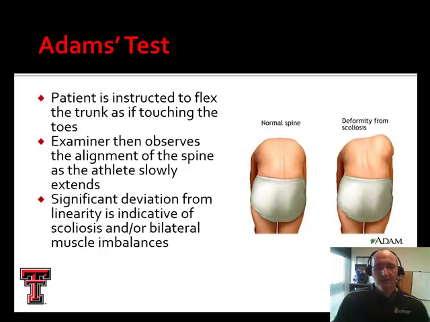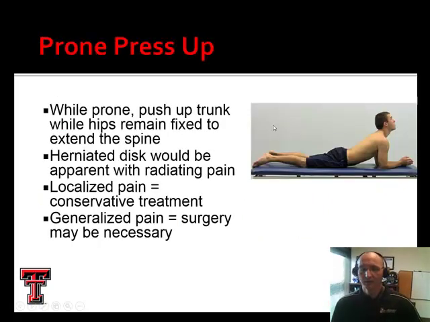Adams test, we have the patient forward flex at the trunk, and we look at their spine. So normal, we would have good symmetry from left to right. If they've got scoliosis, they're actually going to rotate a little as they flex, and so we'll see that one side will not be symmetrical with the other.